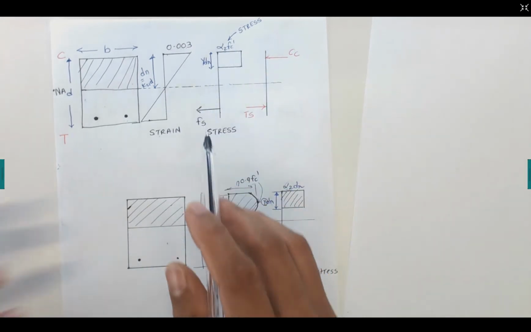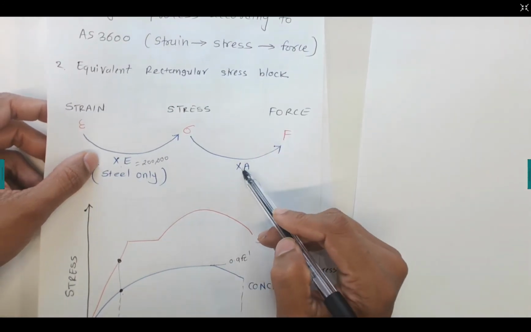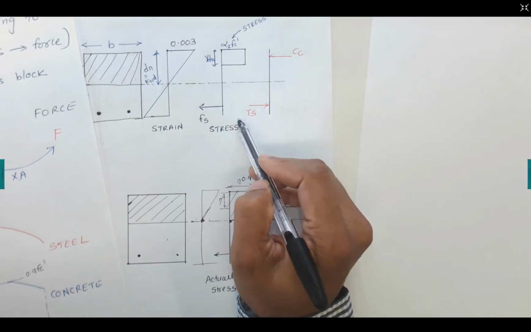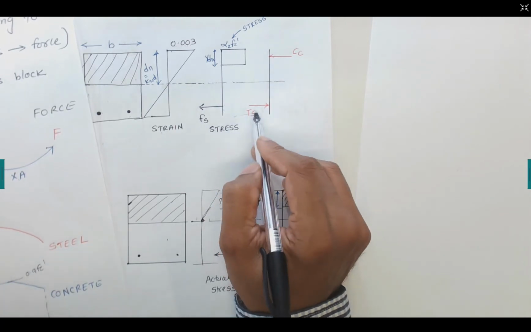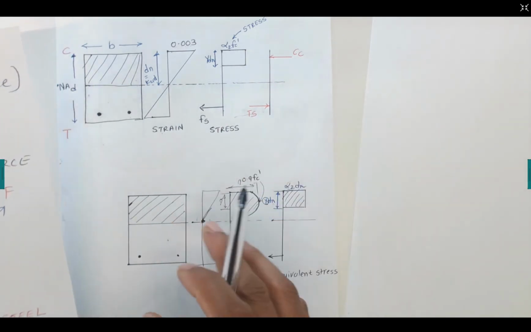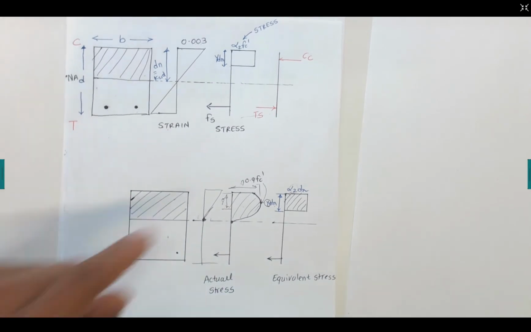Once you know the stress, we can convert it to force by multiplying by the area. So that is the compression stress in the concrete, and that is the tensile force in the steel, and this is the compression force in the concrete. Now it's quite a simple phenomenon to calculate stress to force.